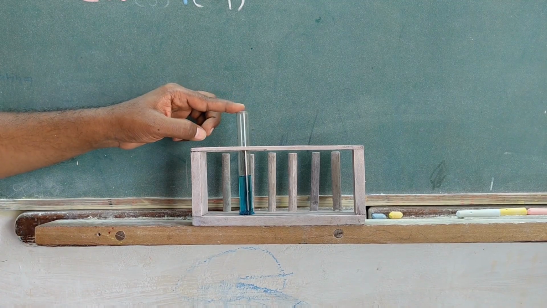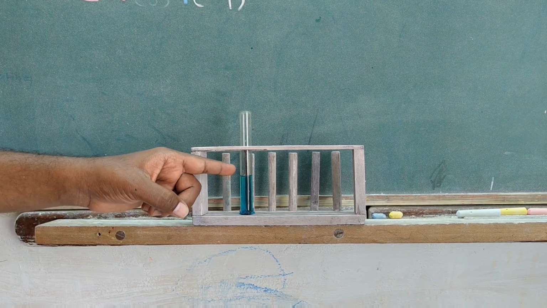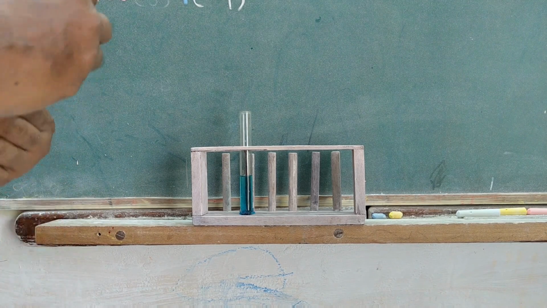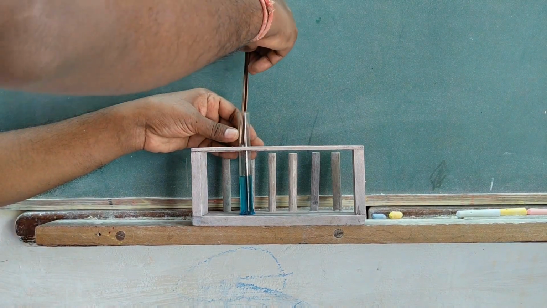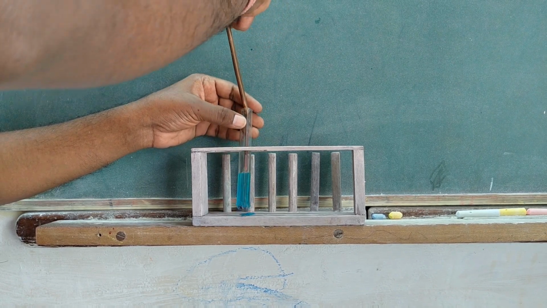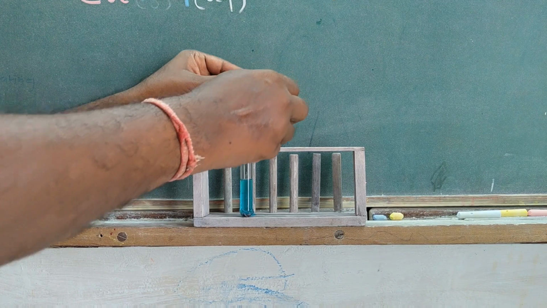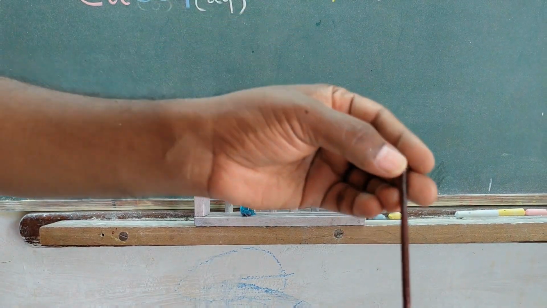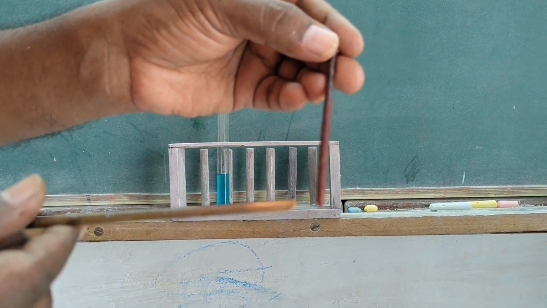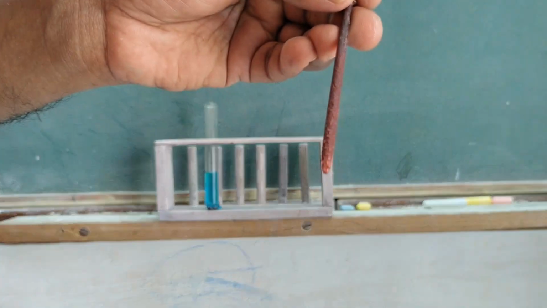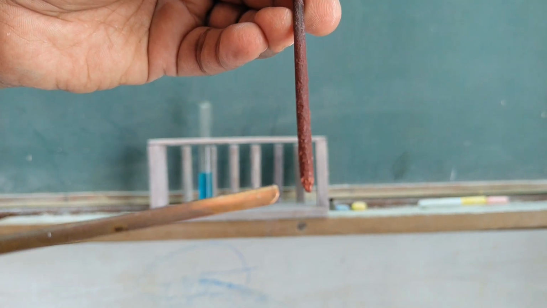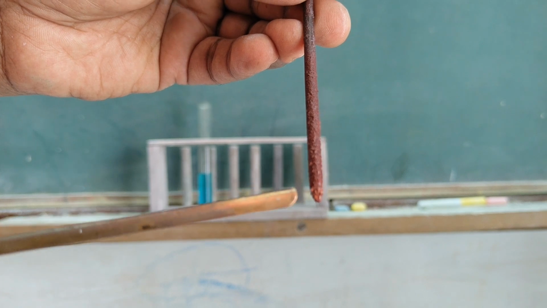Now in this test tube we can see copper sulfate reacted with iron and copper got deposited on the iron nail. If we take out the nail, we will come to know. Here we can see reddish color. This is copper that got deposited on the iron nail. Here this reddish color indicates that copper got deposited on the iron nail.